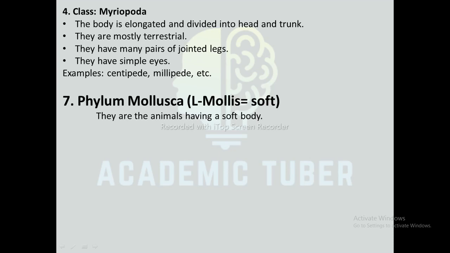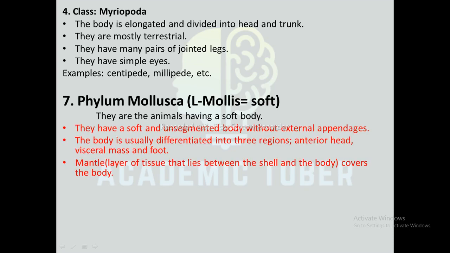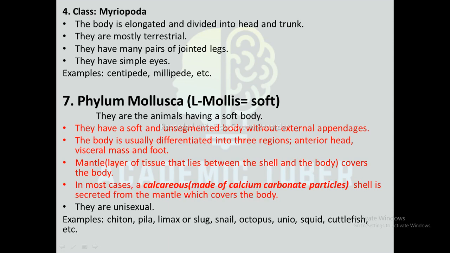Phylum Mollusca. They are animals having a soft body. They have a soft and unsegmented body without external appendages, and the body is usually differentiated into three regions: anterior head, visceral mass, and foot. The mantle covers the body. In most cases, a calcareous shell is secreted from the mantle which covers the body. They are unisexual. Examples: chiton, pila, limax or slug, snail, octopus, unio, squid, cuttlefish, etc.